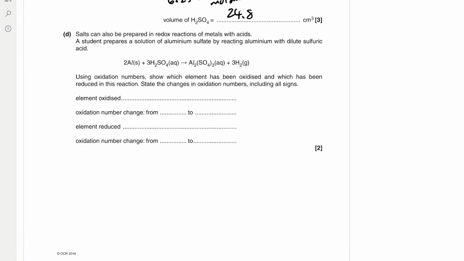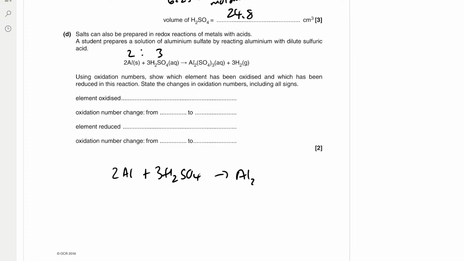Question D. Salts can be prepared in redox reactions of metals with acid. A student prepares a solution of aluminium sulfate by reacting aluminium with dilute sulfuric acid. So 2 moles of aluminium reacts with 3 moles of H2SO4. Using oxidation numbers, show which element has been oxidized and which has been reduced in this reaction. State the changes in oxidation numbers, including all signs. So they want us to work out what has been oxidized and what has been reduced.